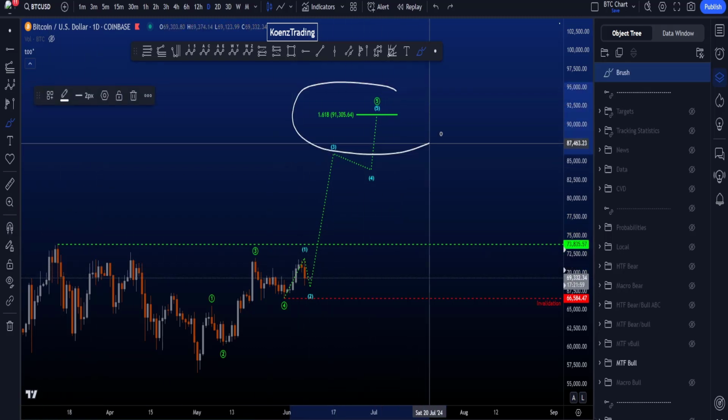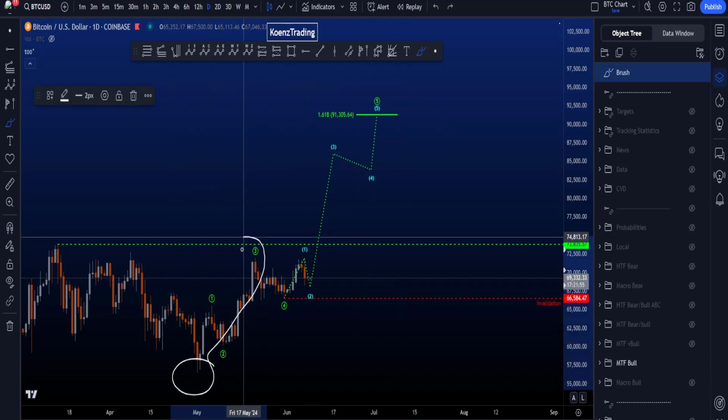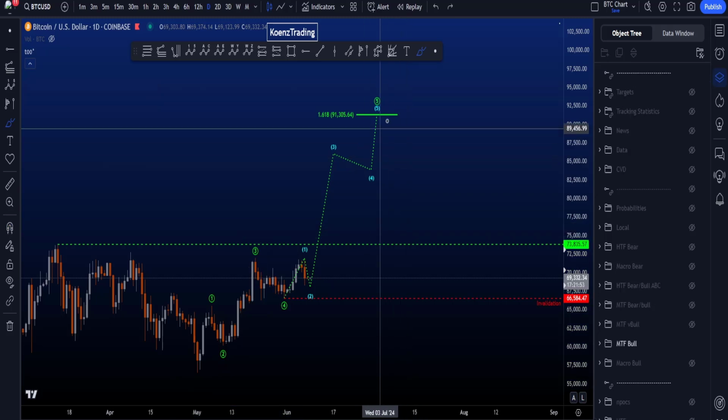The target for an extended wave 5 is the 1.618 taken from the low of 1 to the high of 3, lowest point of wave 4, 91.3k.